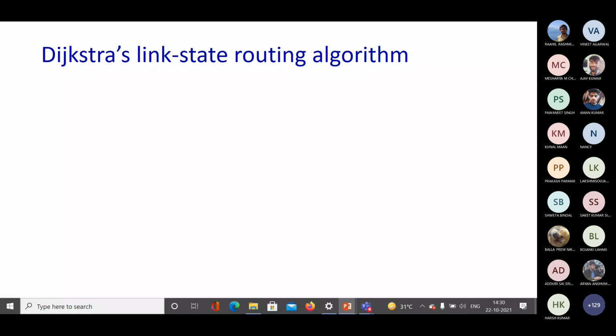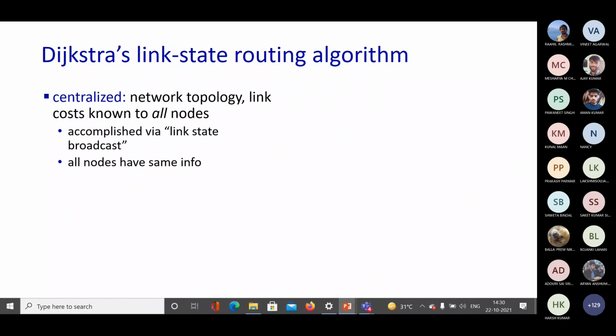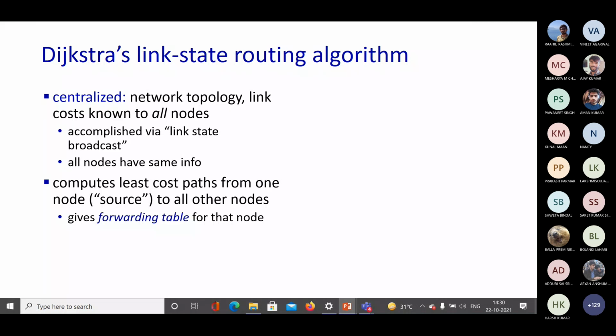So, as a link state routing algorithm, as the basic one, we had started with Dijkstra's algorithm. Okay, so as I've already mentioned, it's a centralized algorithm, and all the states or all the information of nodes in the network is known to all the other nodes. Okay, so how can it be known? It can be known via link state broadcast. That means each host broadcasts whatever information it has to all the nodes in its neighborhood, so that all the nodes have the same information.